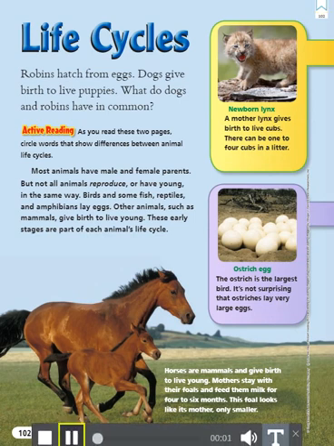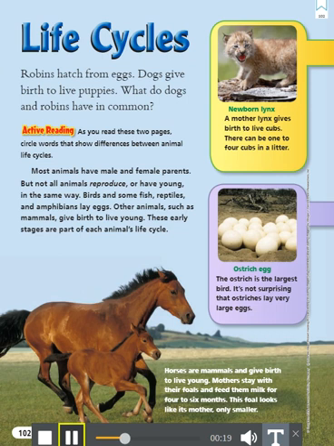Life cycles. Robins hatch from eggs. Dogs give birth to live puppies. What do dogs and robins have in common? Active reading. As you read these 2 pages, circle words that show differences between animal life cycles.